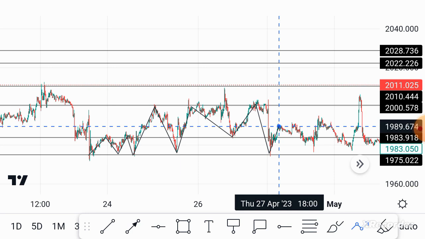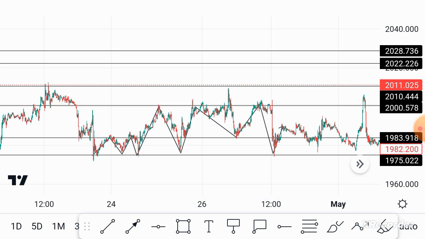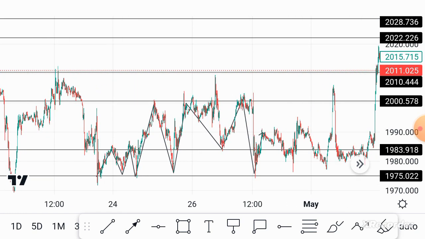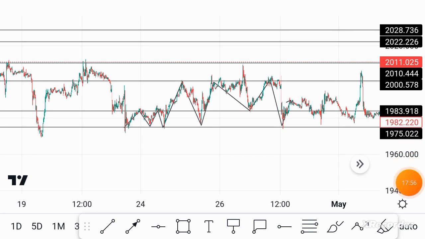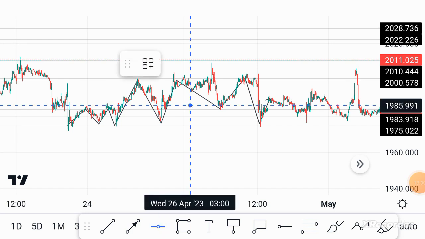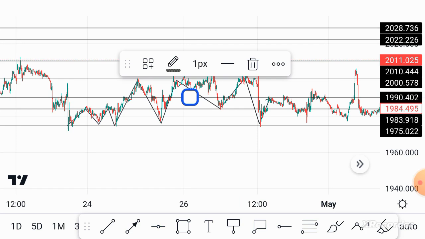Let me show you something, guys. So let me show you something. Now I could see a minor, I call this a minor key level within. Okay, so this is it. Let me use this tool here. Now this is a minor key level within.